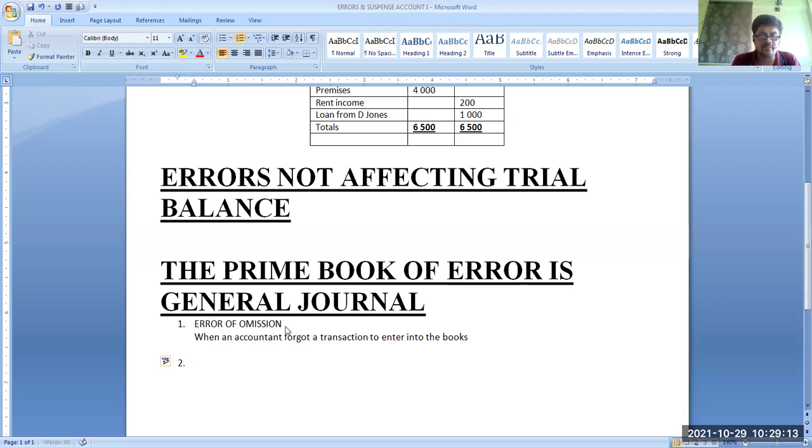Now, second error is error of commission. Error of commission is when an accountant makes a mistake in the name of a customer or a supplier. Getting my point? There are certain customers who have similar names. There is so much resemblance in them. So this error, error of commission, is related to suppliers and customers, and we make a mistake in their name.